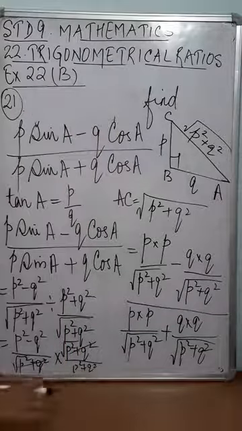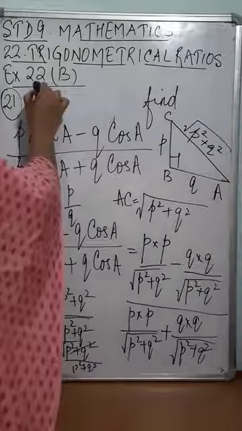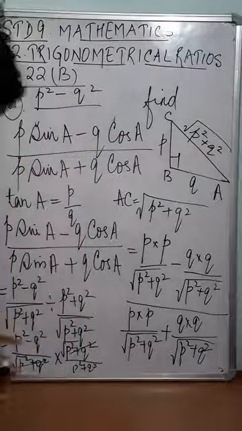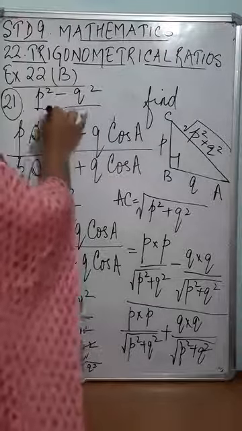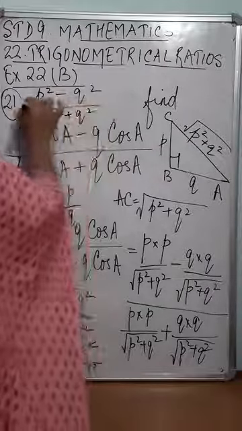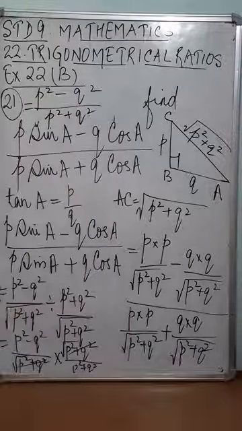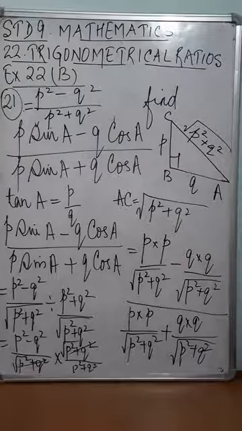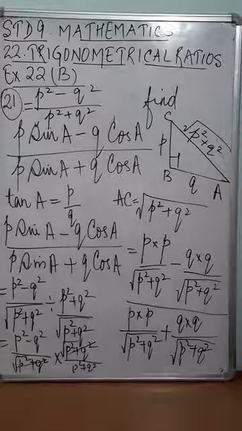p square minus q square in the numerator and p square plus q square in the denominator. So this is the final answer, or the simplified form of this expression. All right.